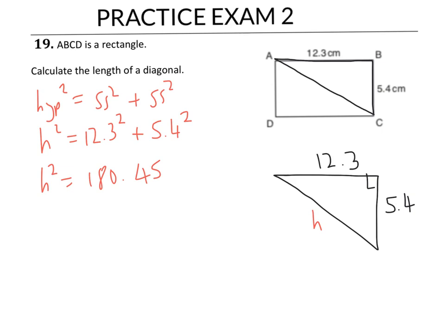So we need to work out the hypotenuse on its own, which is the square root of 180.45, and that gives 13.4 centimeters. It's the longest side, so we're expecting it to be longer than 5.4 and 12.3.